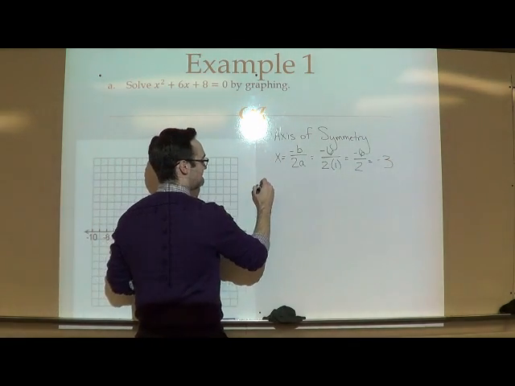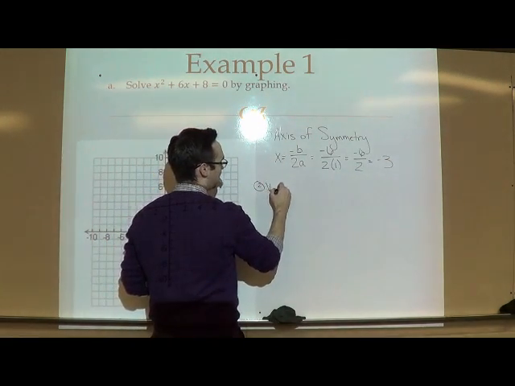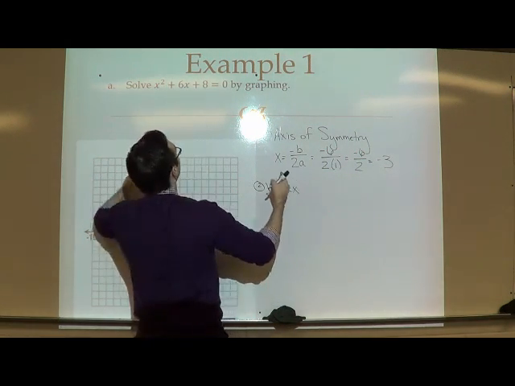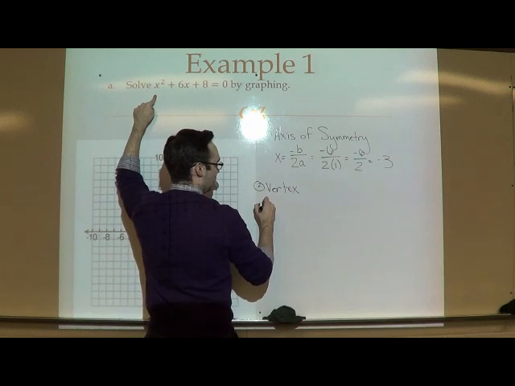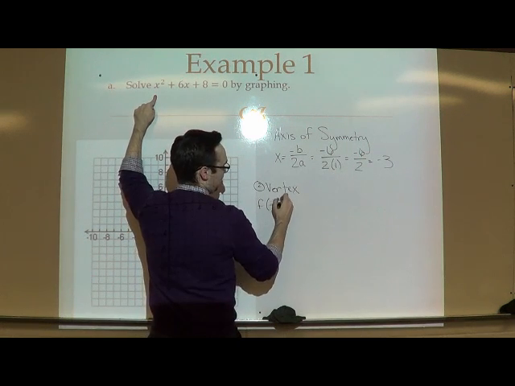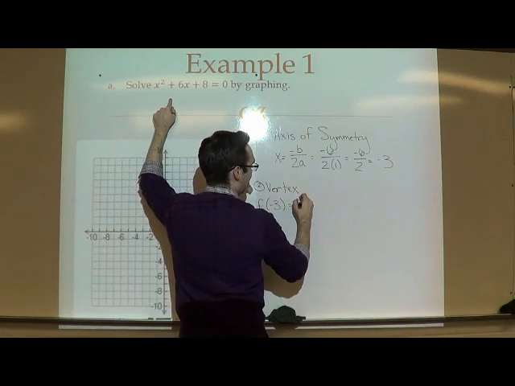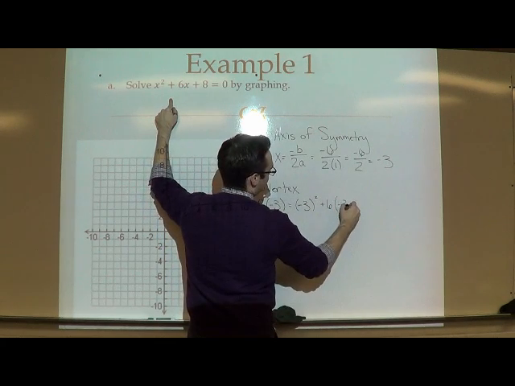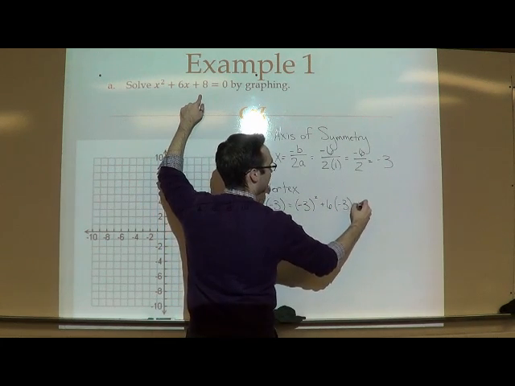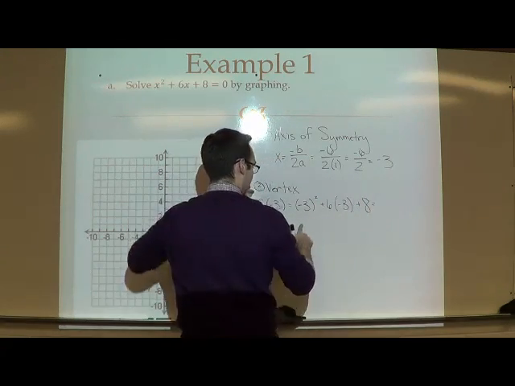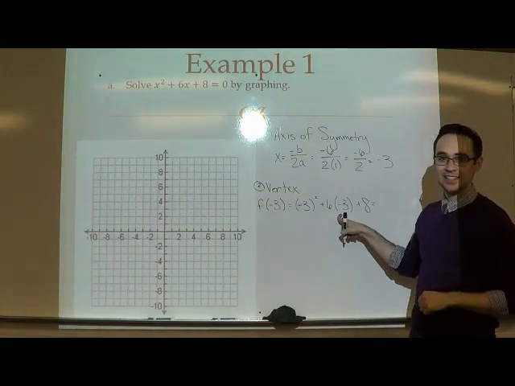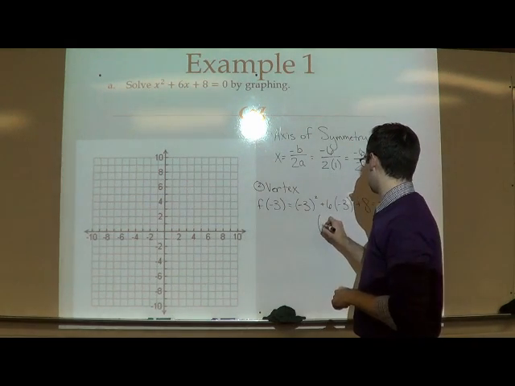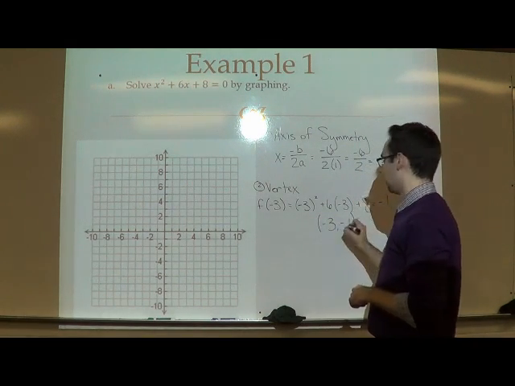So that's step 1. Step 2 is to identify where our vertex is. Remember, that's the first part of the vertex. Now I just plug that back in up here. So f of negative 3 is going to give us negative 3 squared plus 6 times negative 3 plus 8. That gives us 9 minus 18 is negative 9, plus 8 is negative 1. So our vertex is at negative 3, negative 1.